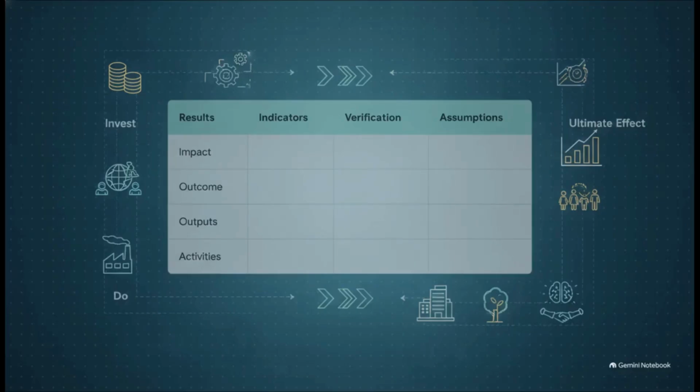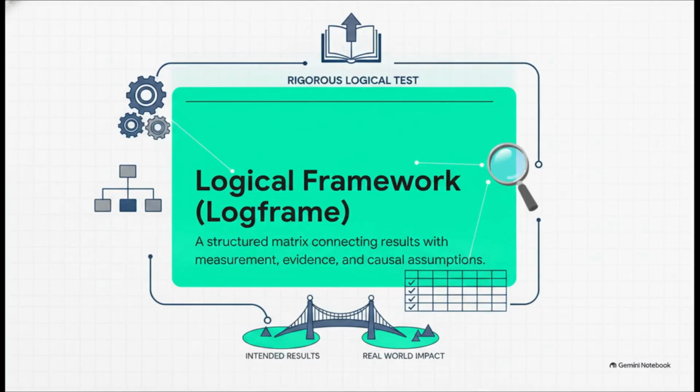To solve this whole to-do list problem, we use what I like to call the ultimate blueprint. It bridges program design and real-world measurement. Introducing the blank 4x4 matrix. This framework is amazing because it literally forces you to distinguish between what you invest, what you do, what you deliver, what changes, and finally, what ultimate effect you contribute to. And we are going to build this entire thing out together right now. We call this matrix the logical framework, or Logframe for short.